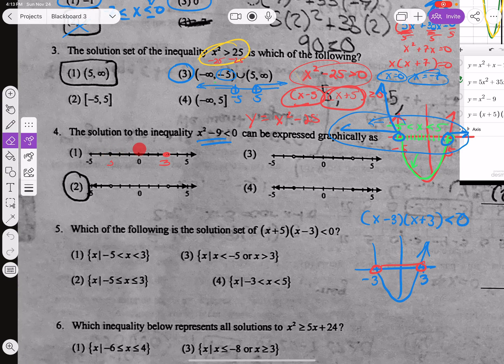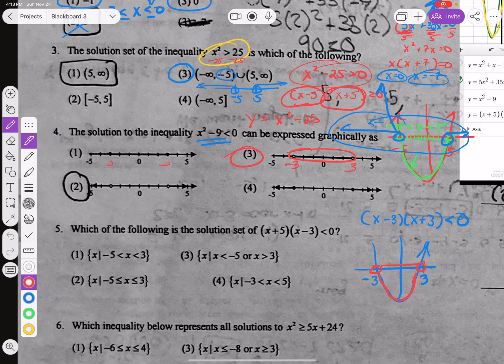Ooh, we can't include them, though. Right? These are open circles because I want to be less than 0 but not equal to it. So I want -3 and +3 and everything in between. That's what gives me these negative numbers, and that means they are less than 0.